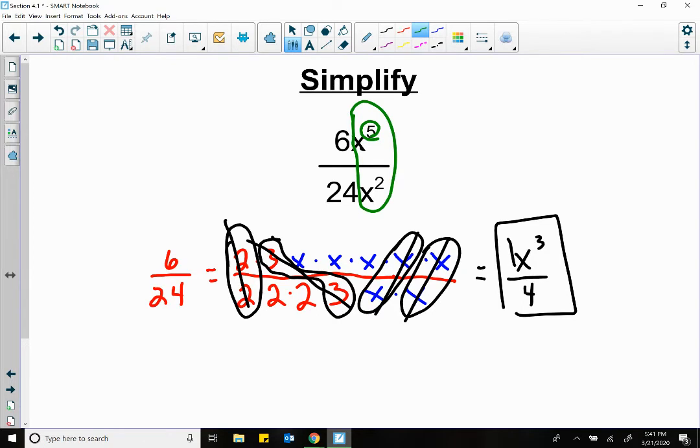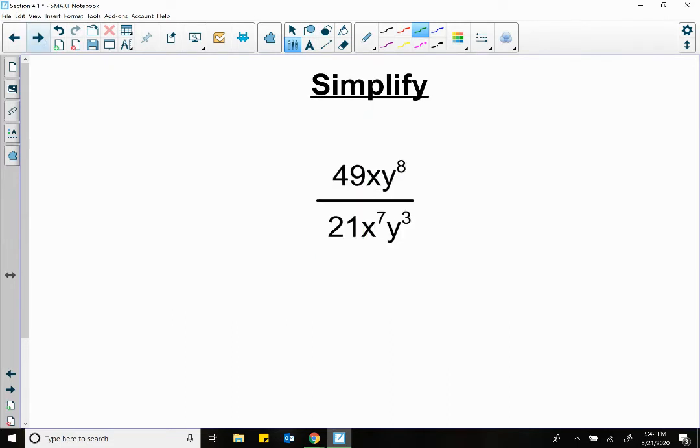So I call this a battle, okay, of armies. Who's bigger? The numerator was. That's why it stays there. And what's 5 minus 2? 3. So that's a quick way that you can do some simplifying. So go ahead, pause the video, try this one on your own.